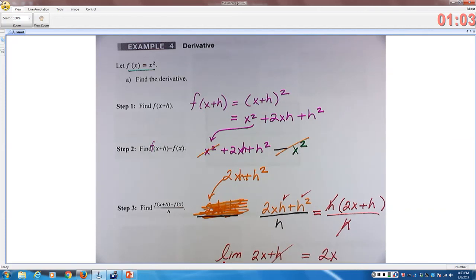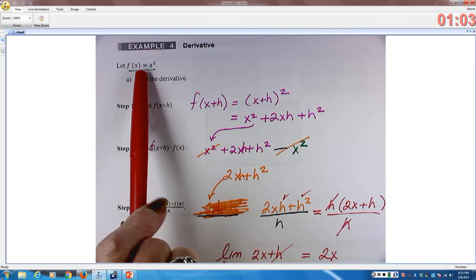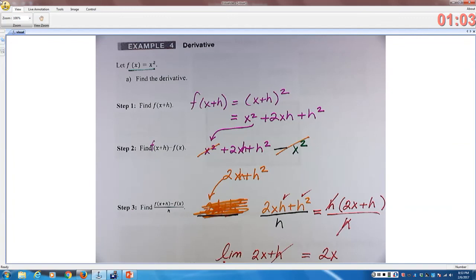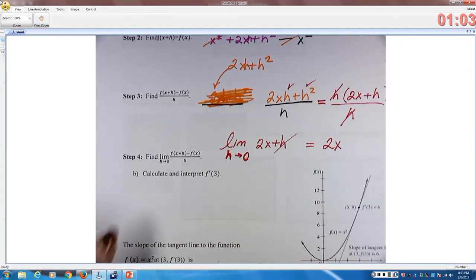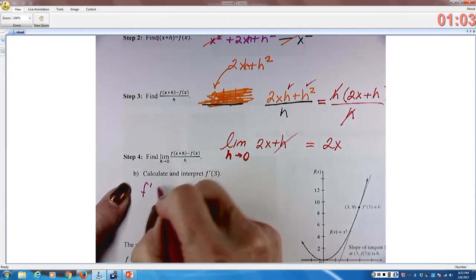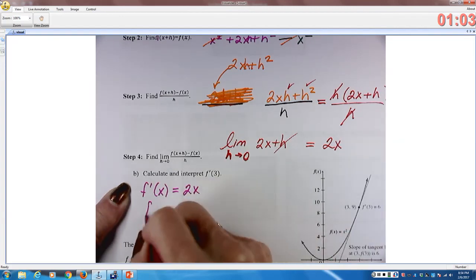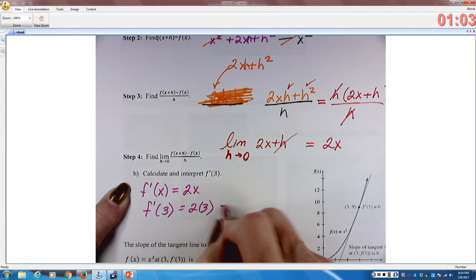The difference now is we didn't wind up with a number, we wound up with a formula. This is the formula for the slope of that curve at any x value that you want to find it for. So for example, if I want f prime of 3, then f prime of x is equal to 2x. Therefore, f prime of 3 is equal to 2 times 3, which is 6.